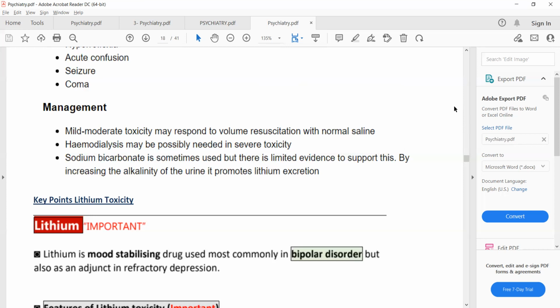That is, mild toxicity is treated with IV fluid hydration, and severe toxicity is treated with hemodialysis. So this was all about lithium toxicity, how to identify lithium toxicity and its management.